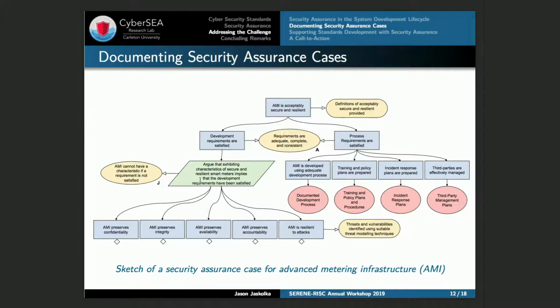And basically, this builds a top-down approach of how you would argue that a system, in this case, advanced metering infrastructure, is secure and resilient. And at some point, you're going to have, in these ovals here, the evidence that's being submitted in support of your claims. And you can reconstruct your argument from the bottom up to say, if I have all of this evidence, I can satisfy these claims, and if I satisfy these claims, then I can satisfy the higher level ones. So what this notation actually shows us is specifically what are those pieces of evidence that we need to provide if we're going to convince someone that our advanced metering infrastructure in this case is in fact secure and resilient.